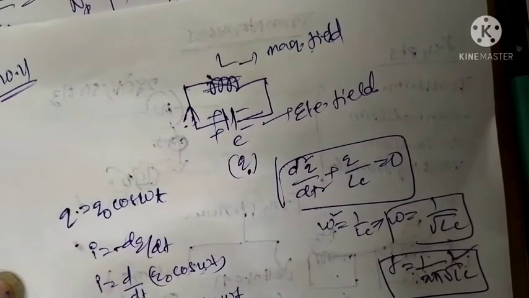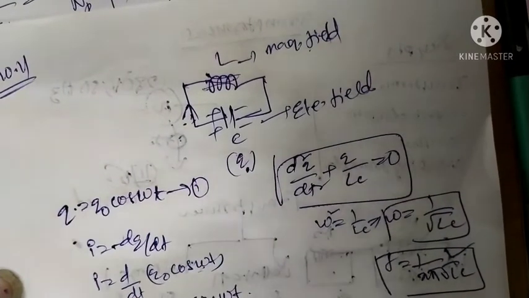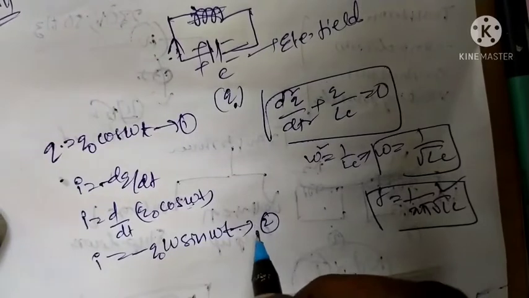That is q is equal to q naught cos omega t, this is equation number 1. This is I is equal to minus q naught omega sin omega t. This is equation number 2. Equation number 1, equation number 2.